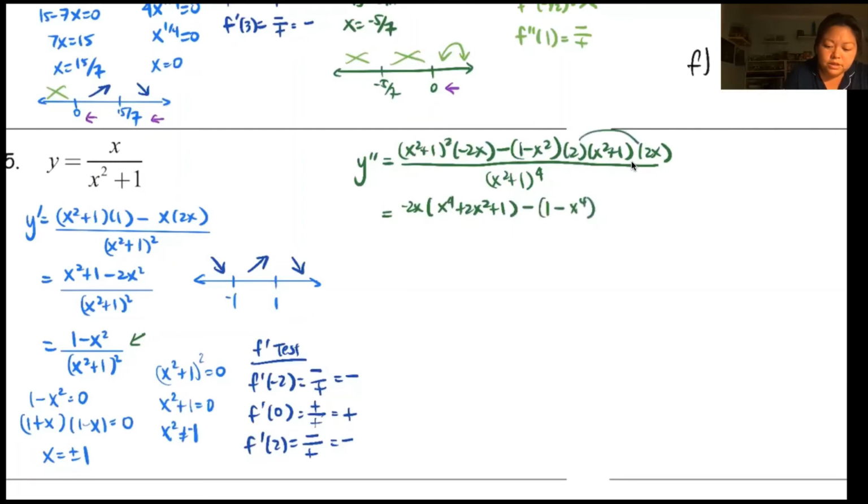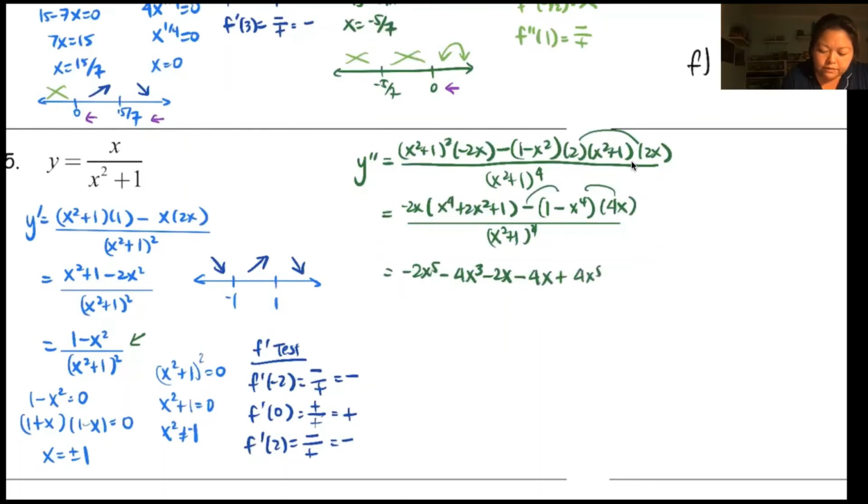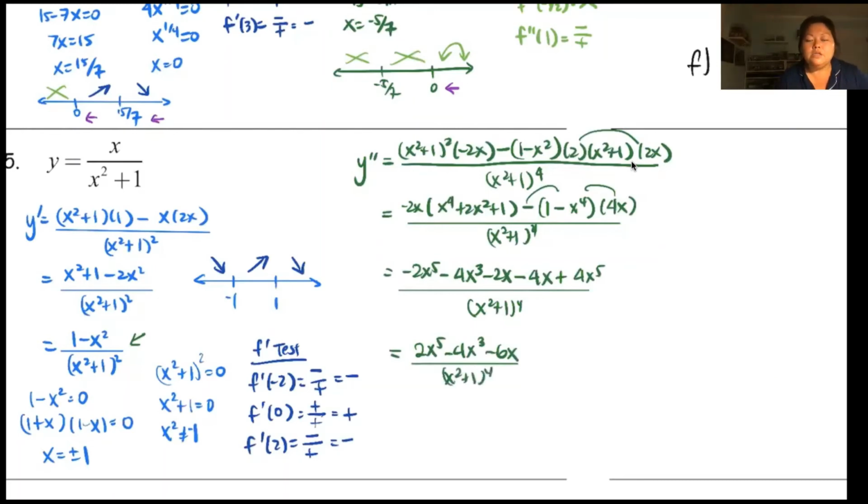And if I take these two times 4x, right? That will make it a little bit easier to work with. So the bottom still stays x squared plus 1 to the 4th, right? All right, so I have negative 2x to the 5th minus 4x cubed minus 2x minus 4x. If you distribute the negative and the 4x, and then plus 4x to the 5th, all over. This is a lot of algebra. Yes, I know that, all right? So you get 2x to the 5th minus 4x cubed minus 6x all over x squared plus 1 to the 4th, all right?